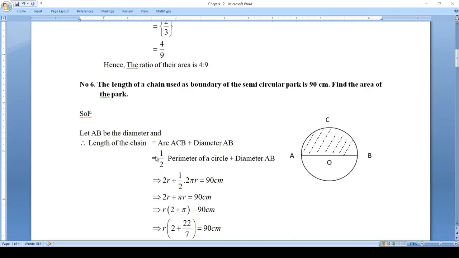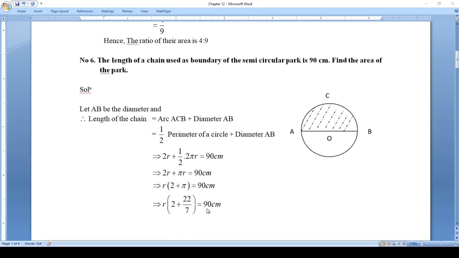This length of the chain is half the perimeter of the circle plus the diameter of the circle, and the length of the chain is given to be 90 centimeter. Therefore half the perimeter of the circle plus diameter should be equal to 90 centimeter. Cancelling this 2 and this 2 here, you will have 2r plus pi r equal to 90 cm. Taking r common, you will have r times 2 plus pi equal to 90 cm. But the value of pi is how much? Value of pi is 22 by 7.